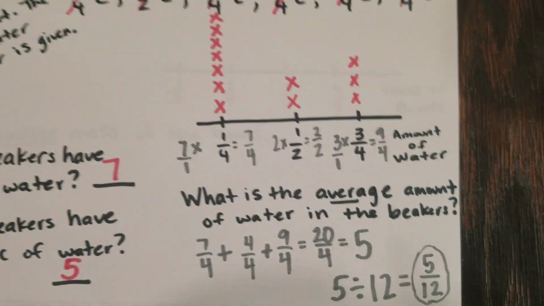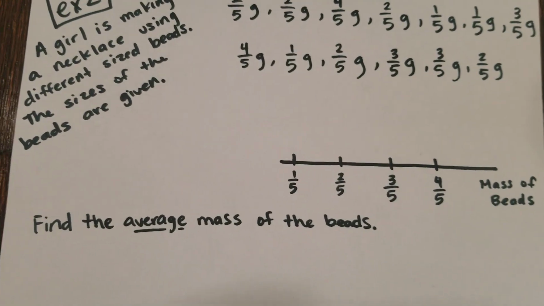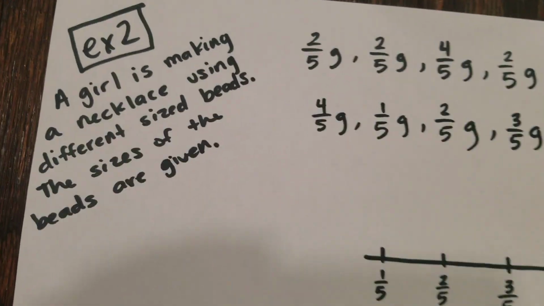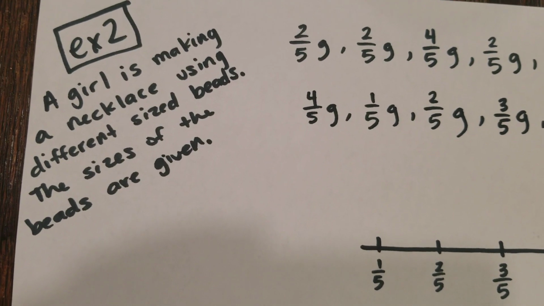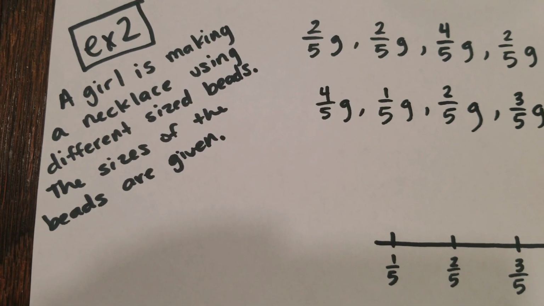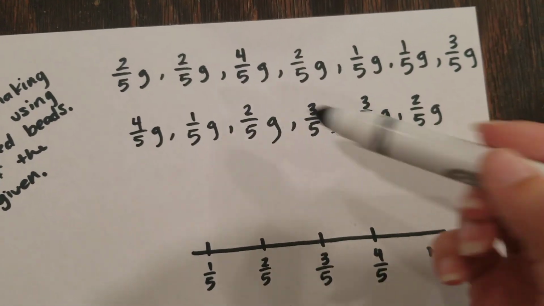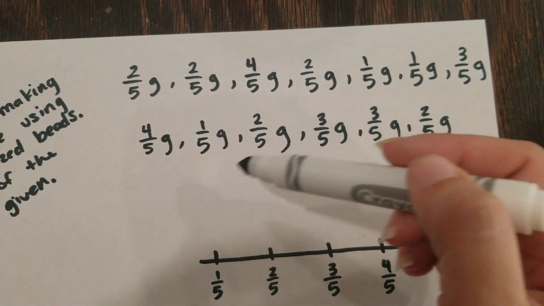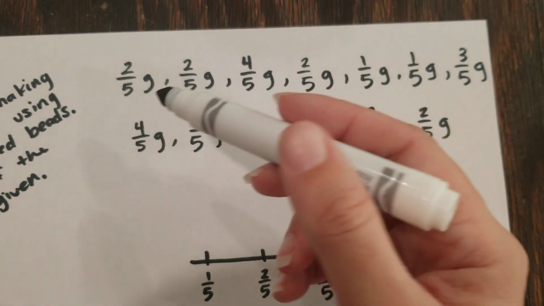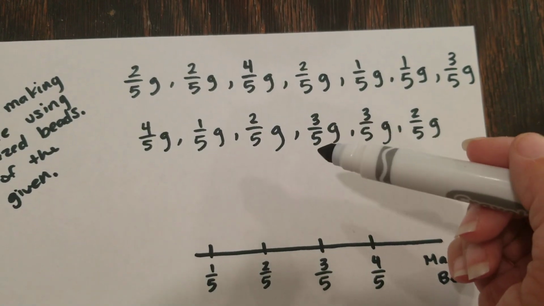All right, let's do another example of a line plot. And this will be our last example for this lesson. So it's a lot the same. Here's our story problem. A girl is making a necklace using different sized beads. The sizes of the beads are given. All right, and here's our data set. So she's got all these beads of different sizes, different weights. Okay, and we got some 2/5 in there, we got some 4/5, we got 1/5 and 3/5.